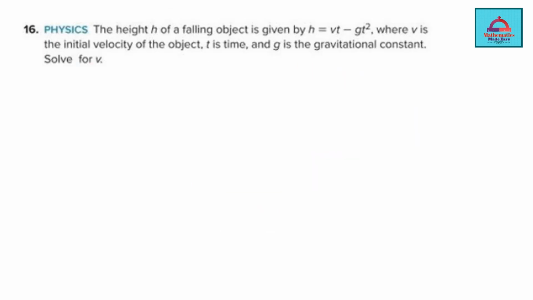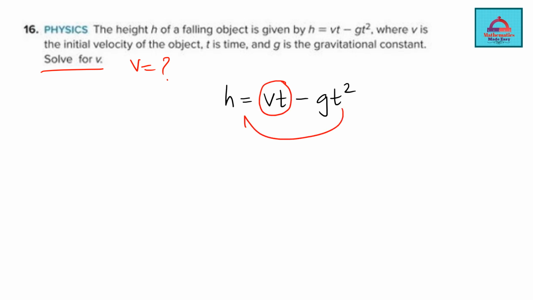Last question for today is question 16. Here the formula which is given is h equal to vt minus gt square. From this you need the value of v, as you have to solve for v. So that means this has to be here and the term that moves is this. So h plus gt square is the value of vt.